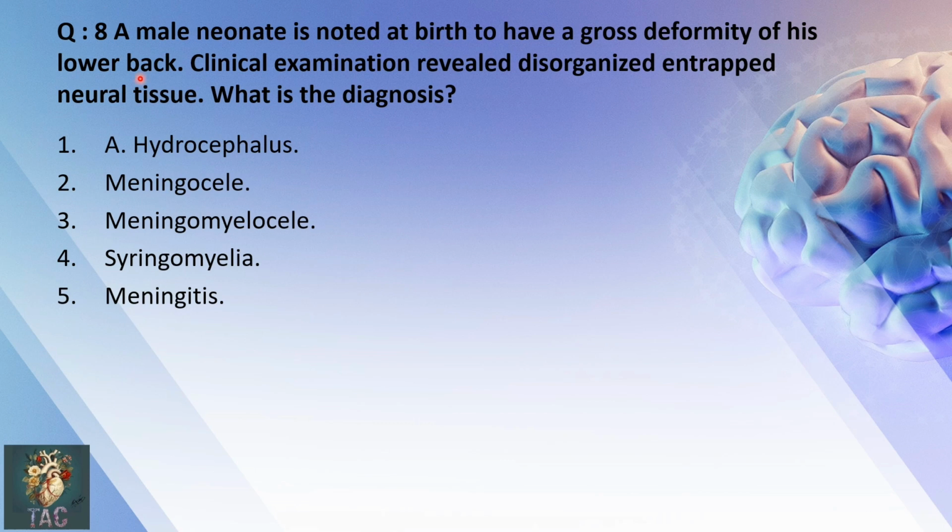The male neonate is noted at birth to have a gross deformity of his lower back. Clinical examination revealed disorganized and trapped neural tissue. What is the diagnosis? So remember, there is a deformity of lower back and there is disorganized and trapped neural tissue. So the deformity can be hydrocephalus, it can be meningocele, it can be meningomyelocele, it can be syringomyelia or meningitis.